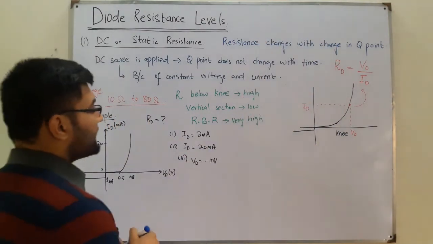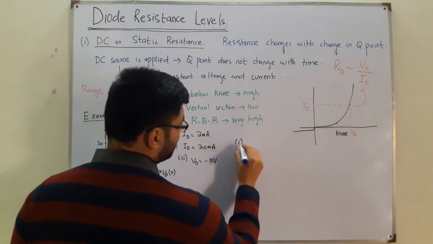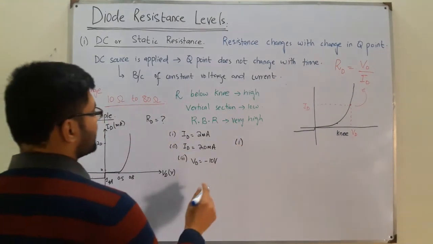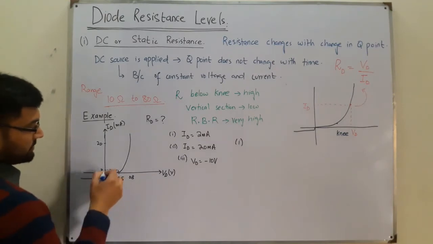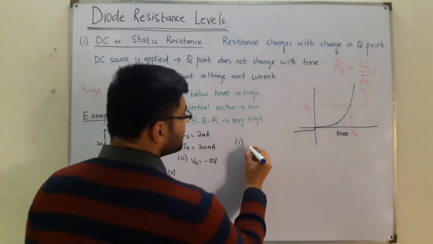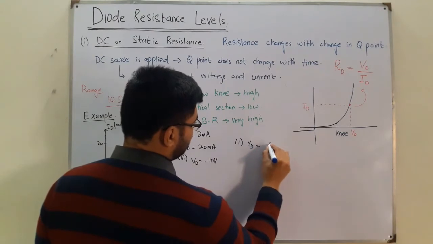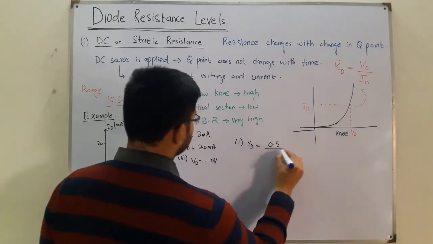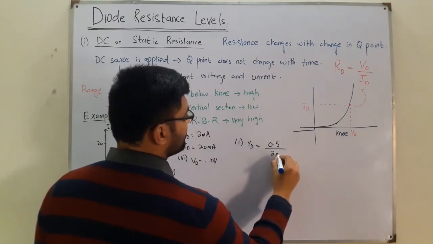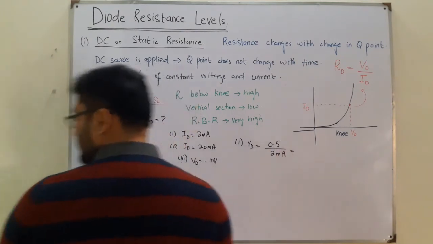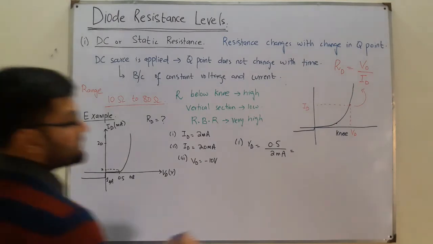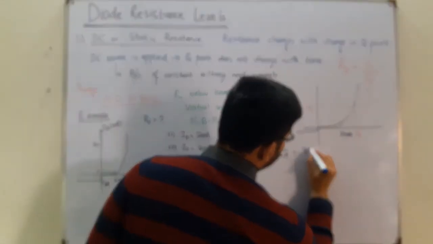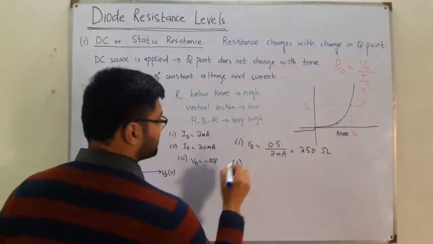So the first, ID is equal to 2 milliamperes would suggest what? At 2 milliamperes, the voltage across the diode is 0.5 volt. So RD is 0.5 volts divided by 2 milliamperes. And let me copy the value. So this would be 250 ohms. Okay.